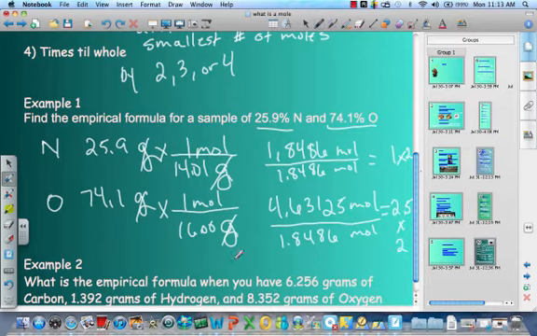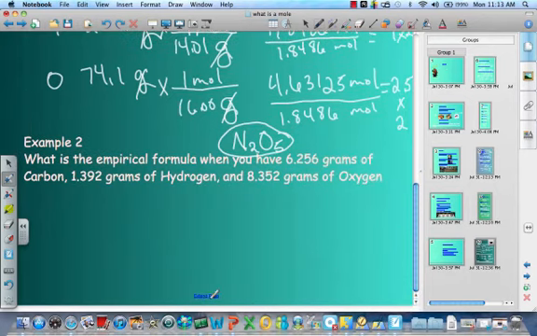Okay, so now N has 1 times 2 atoms. Okay, the next part, oxygen, 2.5 times 2 will give me 5. This is my empirical formula. So really you're trying to figure out what the subscripts are, and you follow this process to get the subscripts. Okay, so let's do another one.